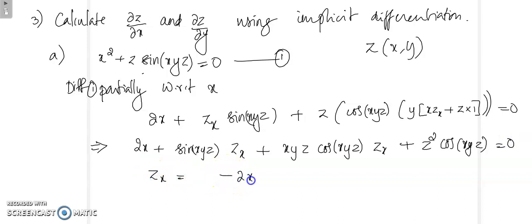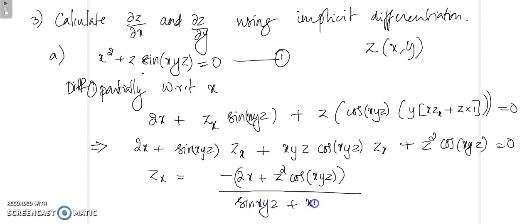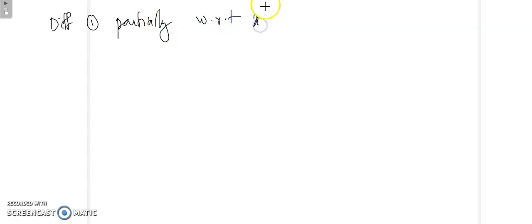Zx will be minus 2x plus z square cos xyz by sin xyz plus xyz cos xyz. So this is the required partial derivative with respect to x. Similarly, let us find the partial derivative with respect to y. So differentiating 1 partially with respect to y.